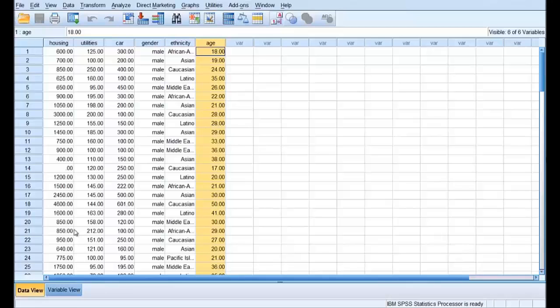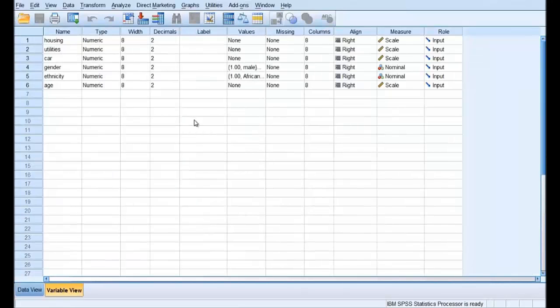So if we look at the data set really quickly in variable view, we can tell that I've labeled these for you. The first one is a scale variable, housing. It's in dollars. That means you could spend $0 on your housing. It means you don't have a rent or you might be homeless. So in this case, it would be a scale ratio variable. Same thing for utilities. You might spend $0 on your utilities every month. Same thing with car. You may not have a car, so you spend $0. All three of these variables are ratio.